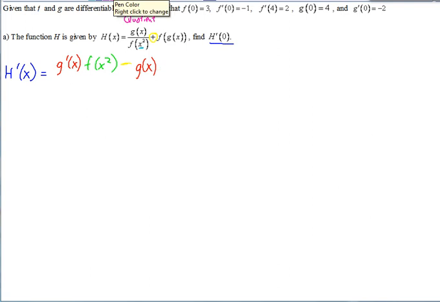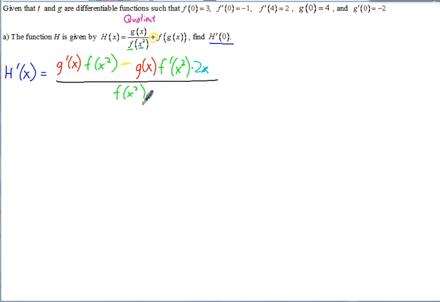times the derivative of the denominator. So here's where we're going to need the chain rule also, because we've got a function inside, x squared. You start on the outside, the derivative of f, you'd write as f prime of x squared. But because we have the chain rule there, we have a function inside, you have to multiply by the derivative of the function inside, the derivative of x squared is 2x. And then it's all divided by the denominator as it is, f of x squared.